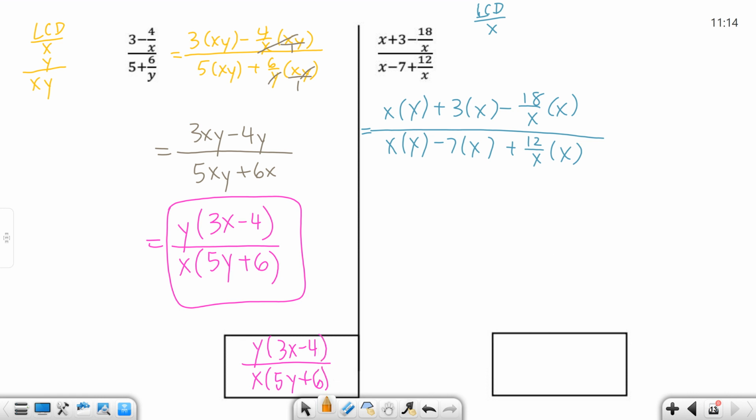All right? So then I come back and go, okay, what is x times x? Well, that's going to be what? X squared. And then plus here, this is going to be 3x. And here, this is over 1. So those x's divide out, and I'm left with just good old negative 18. Over x times x here is what? X squared. And then minus 7x comes from this. And then here, the x is over 1. Those x's divide out, plus 12.